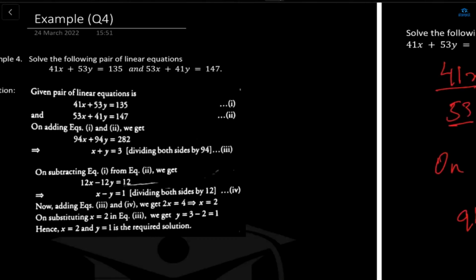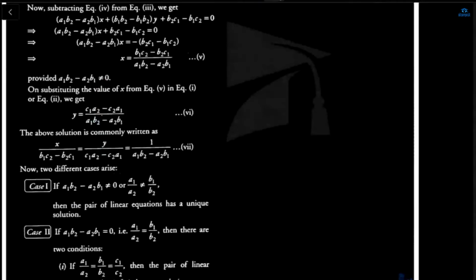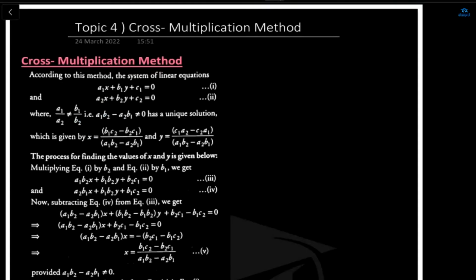Now the third algebraic method to solve the equations is the cross multiplication method. See it carefully, because sometimes there is a little confusion in this, not always. If you have any doubt, just clear that out.